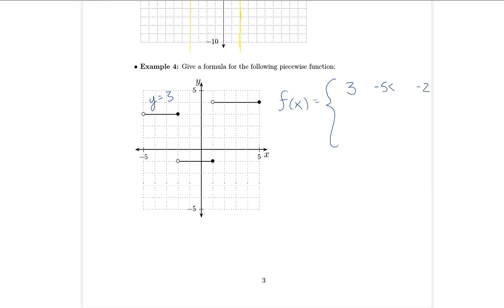We don't want to include -5, but we do want to include -2, right? So we put a less than or equal to on the -2. Down here, this is y equals -1. So we put a -1 here, and we want that between -2 and 1. But you can see we don't want to include -2 for this part, and we do want to include 1 because there's a solid circle there. And then lastly, here we're up at y equals 4. So it's 4 for x greater than 1, but less than or equal to 5.